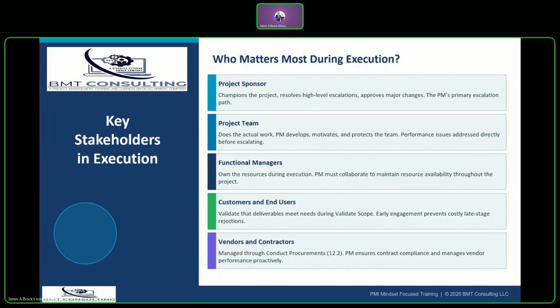And then finally, we have vendors and contractors. Under conduct procurements, which is task 12.2, the PM must actively manage vendor performance against the contract terms. Don't assume contractors will deliver without active oversight. Your job is to make sure that they're doing exactly what you contracted them to do. So the big PMI principle here is stakeholders ignored during execution become obstacles during closing. You want to engage everyone proactively as soon as it's needed.